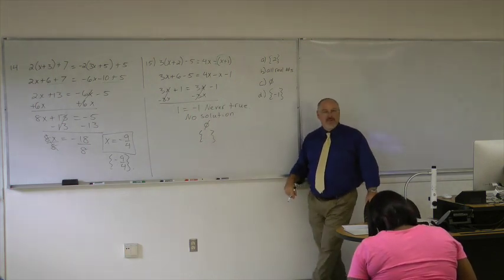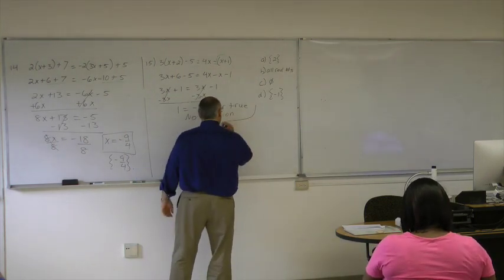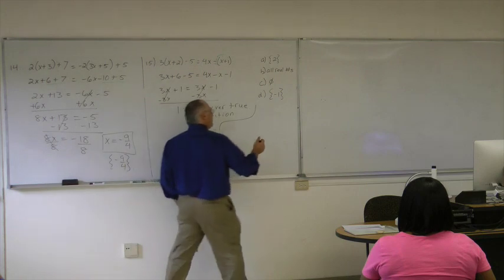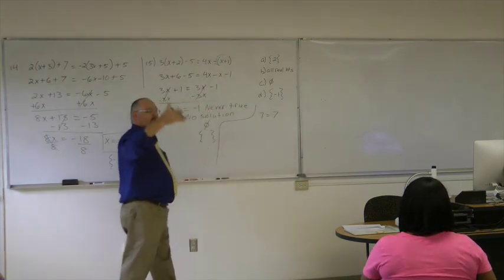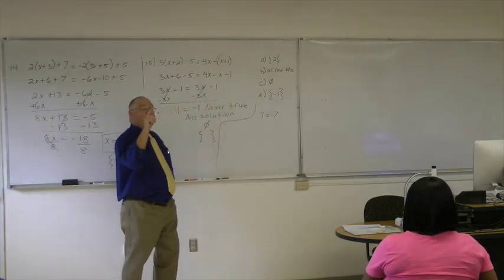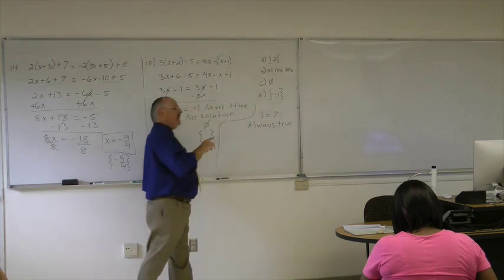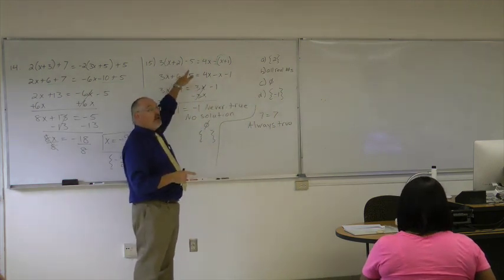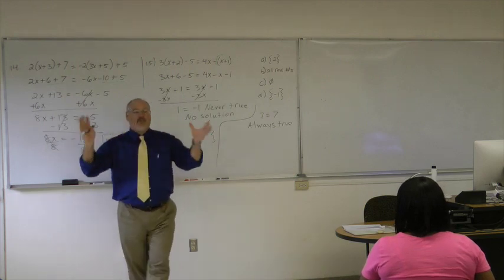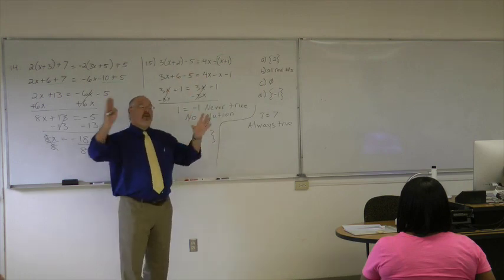Now, what would an answer be for all real numbers? I'm about to get to that. Let's say you're working on an equation, and you get 7 equals 7, or some number equals itself. You get the same number on both sides. When is a number equal to itself? Always. This is always true. Which means, if a statement is always true, you can plug anything you want into that equation to get a true statement. Anything and everything will make this true.